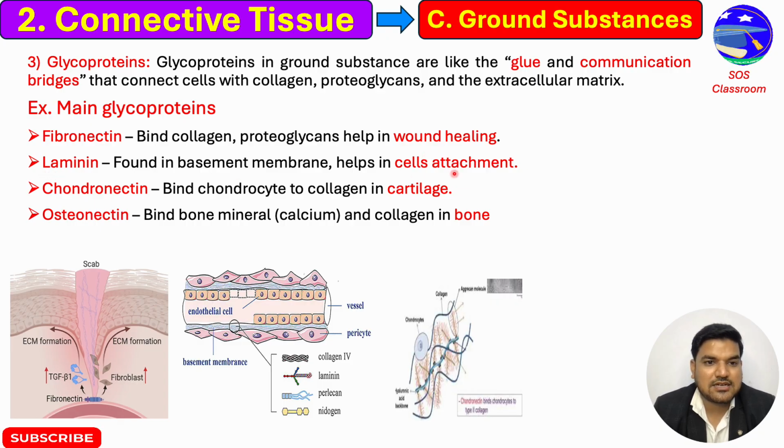Laminin is helpful for cell attachment, basement membrane and tissue. Chondronectin is helpful in the cartilages, and osteonectin, osteo means bone, so it is helpful for the bone. It binds different types of minerals like calcium and collagen fibers in the bones. So these are the different types of glycoproteins helpful for different types of binding.